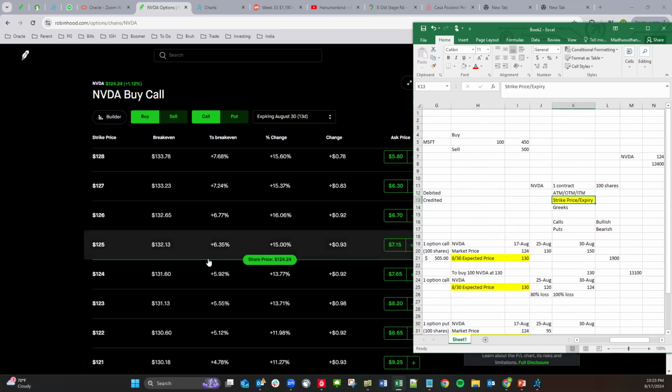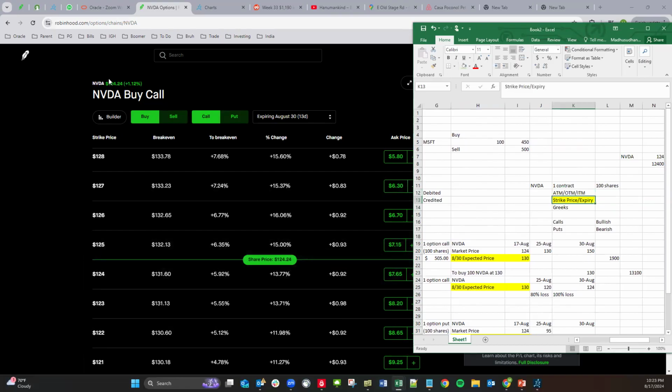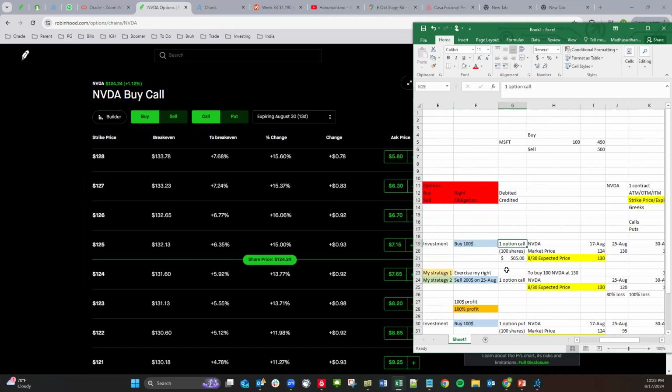Okay. So if my stock is 124 and I bought this option with the expectation of 130, and on 25th August the stock price actually reached 130, right? Then I would say my option is at the money. Essentially it means the market price of the stock is the same as the strike price I went for the option call. So this scenario is at the money.